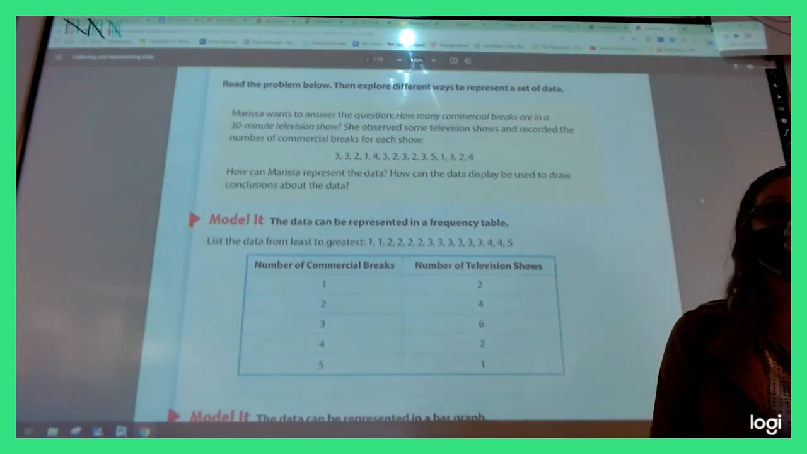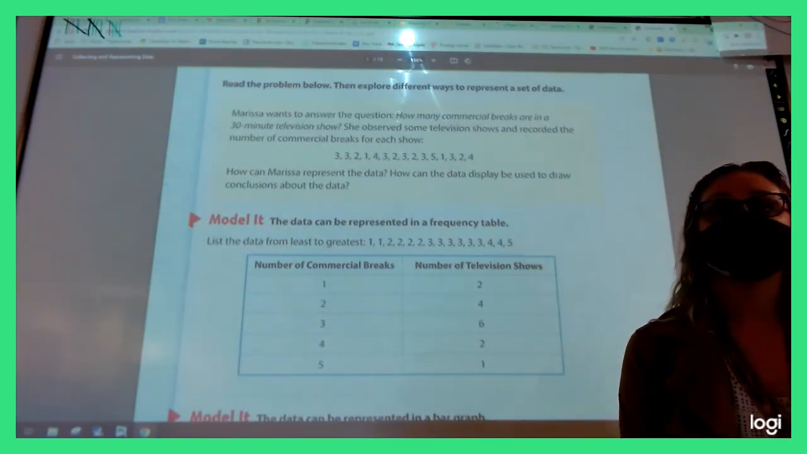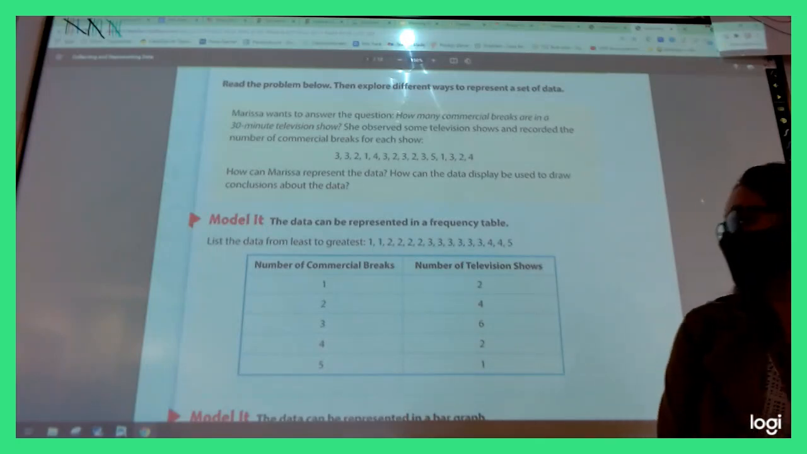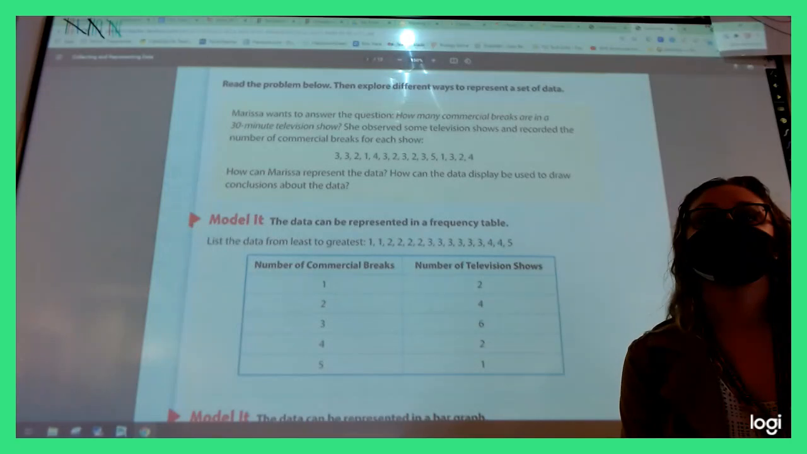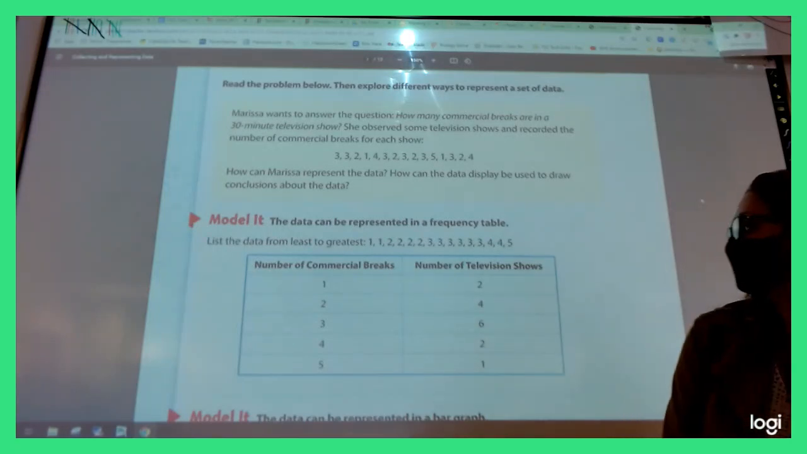Quentin? On 2 of them, it's like, they just got it split in half. That's true. That's true. Josiah? And it's also going from least to greatest.